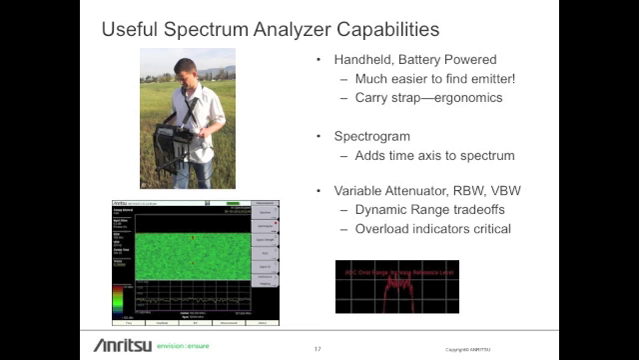Okay, so much for spectrum analyzer specs. Let's talk a little bit about capabilities, things that are done on the analyzer to help make your job easier. Starting with being battery powered, when you're walking around on foot, that's really helpful. Makes it much easier to find the emitter.